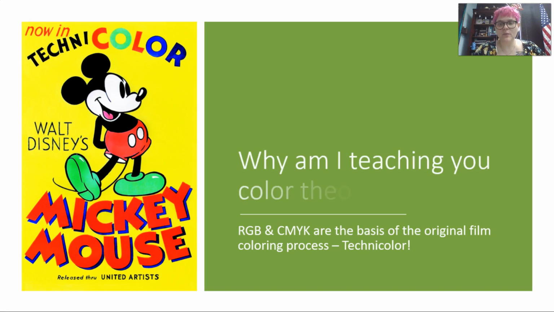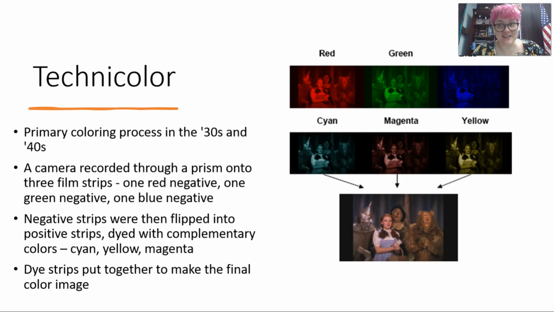So why am I teaching you color theory? Like I said, RGB and CMYK, or additive and subtractive color theory, are the basics of Technicolor, which was the original film coloring process. And if you feel overwhelmed right now, just you wait, buddy, because Technicolor was an incredibly time-intensive and labor-intensive process, which is why even once color was more available to filmmakers, a lot of filmmakers still didn't use it. So Technicolor was the primary coloring process in the 30s and 40s.